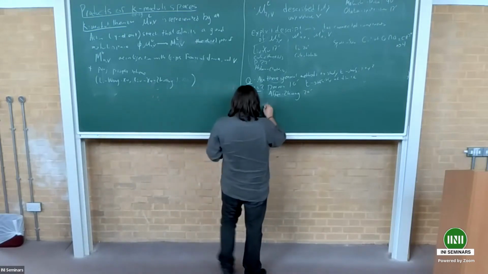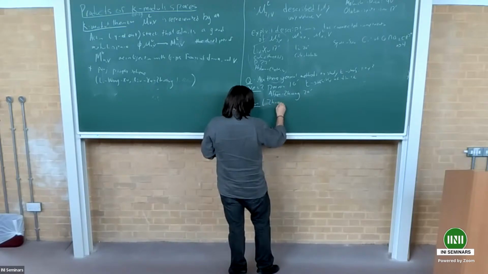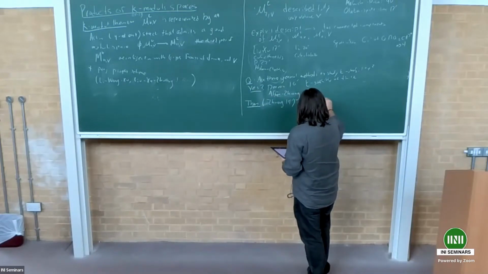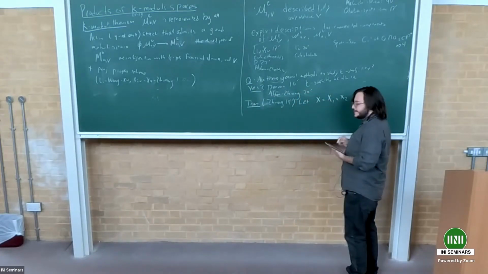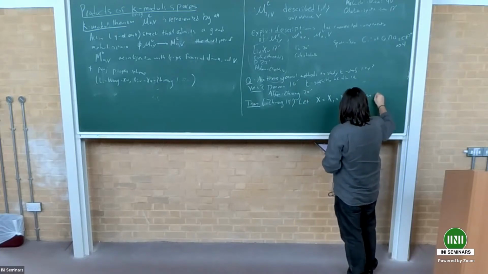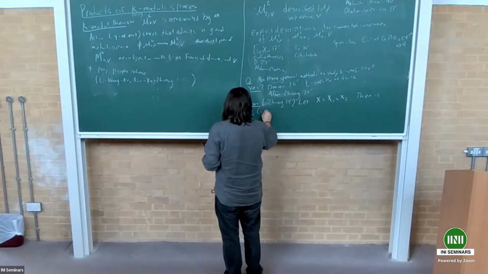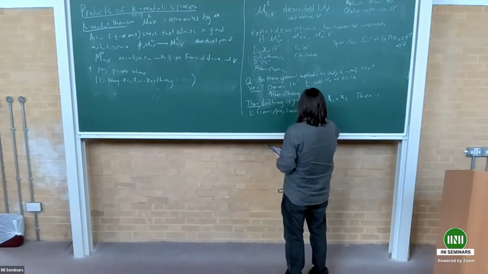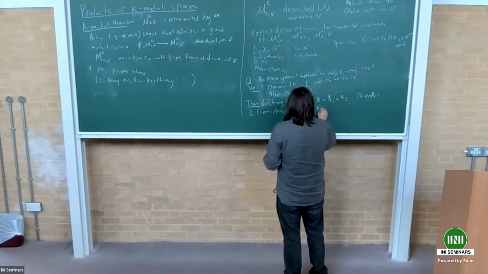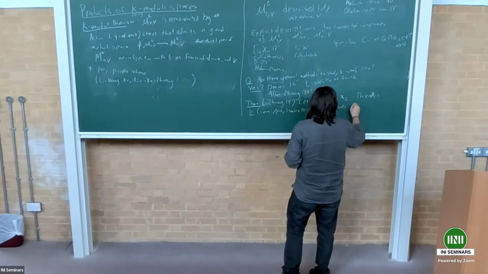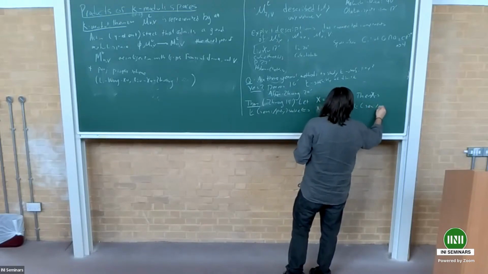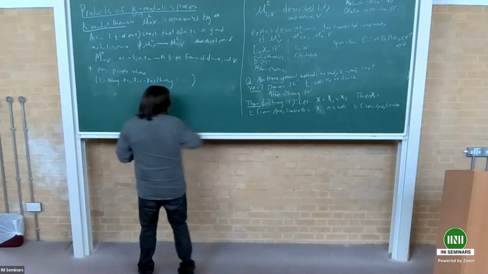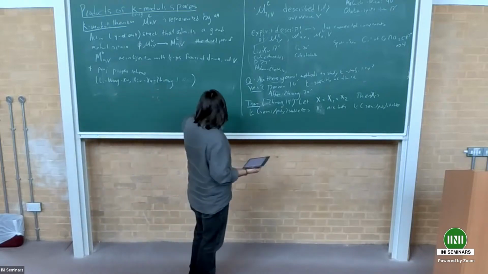2019 by Zhuang, where he proved the following. If we let X be the product of two Fano varieties, then X is K-semi-polystable if and only if the X_i are both K-semi-polystable.